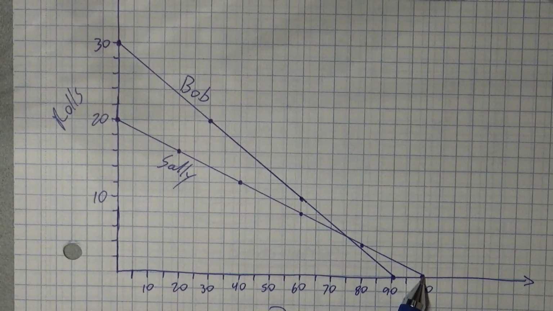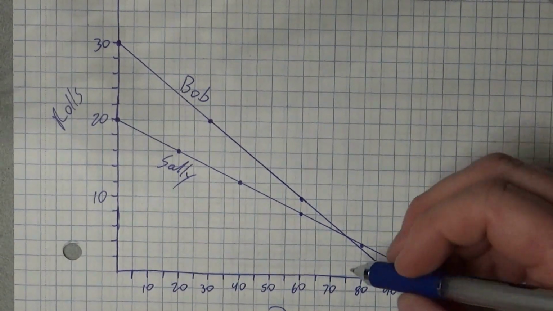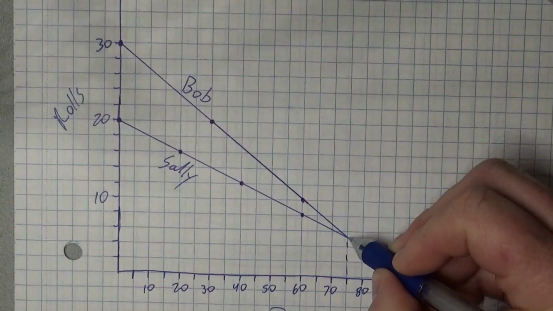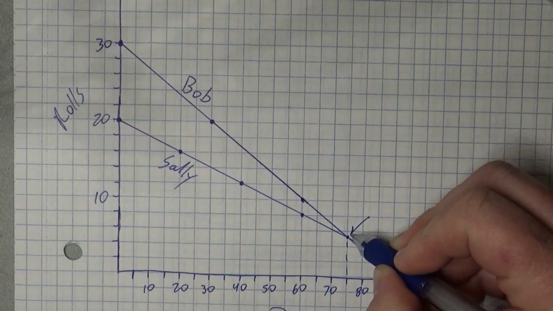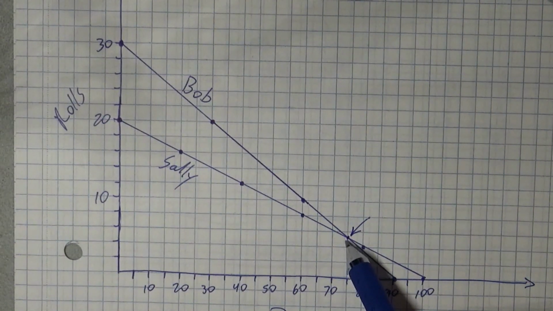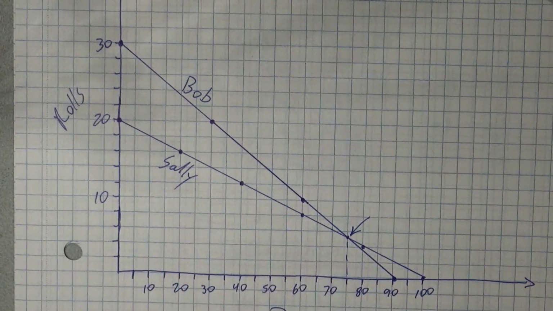The second part of the question asks, after how many days will they have the same number of rolls on hand? Well, looking at the graph, I can use the graphing method to solve this system of equations to find that I have an intersection right here. That would be at 75 days, and we have to calculate how many rolls they would have there.